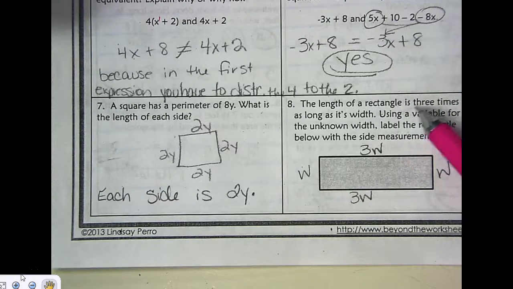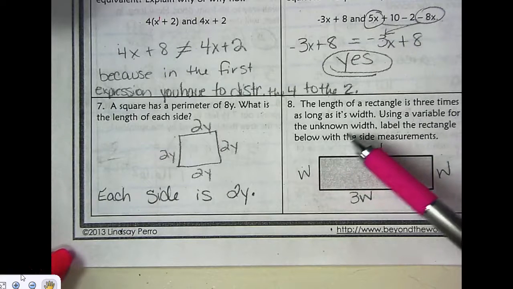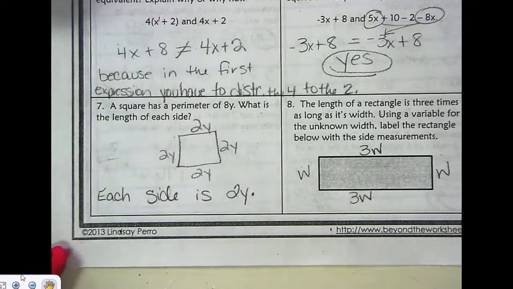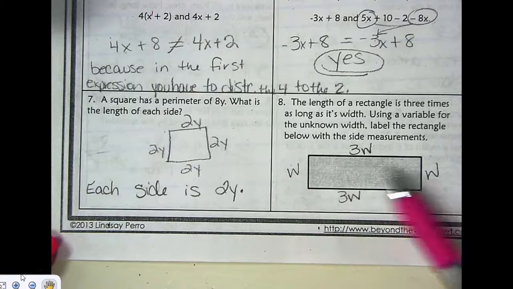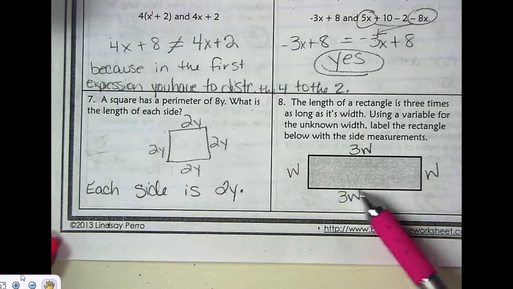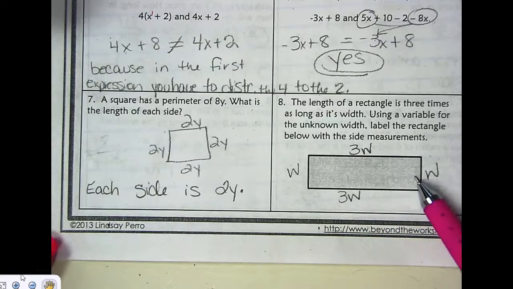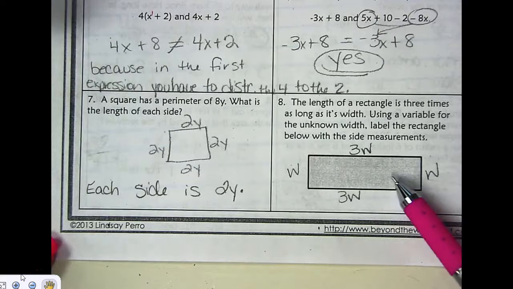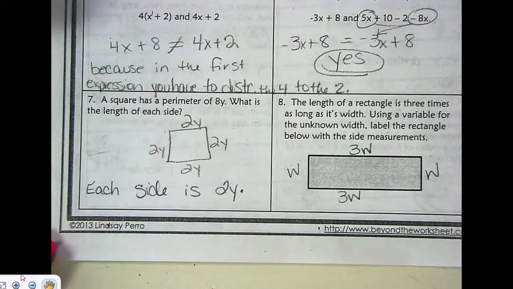Eight. The length of the rectangle is 3 times as long as the width. Using a variable for the unknown width, label the rectangle below with the side measurement. So you should have a single variable for the width. And then the length is 3 times whatever that is. So if this is x, this would be 3x and 3x. If this is n, it's 3n, 3n, and 3n. I just use w for width.